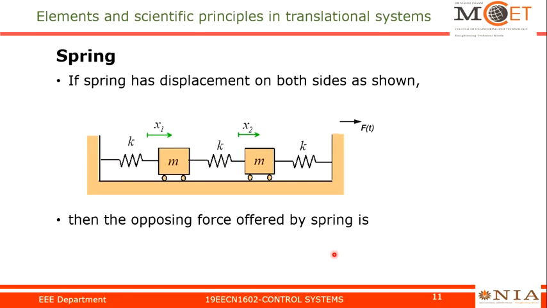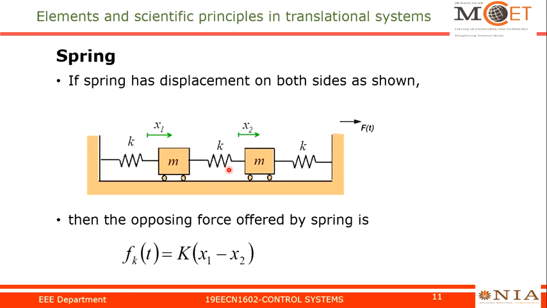So when the spring is displaced on both sides, as shown in this figure, we have a spring displaced on both sides. This particular spring is connected with two different masses. This one has the displacement of x1, this one has the displacement of x2. In that case, the opposing force offered by the spring, Fk of t, will be k into x1 minus x2.